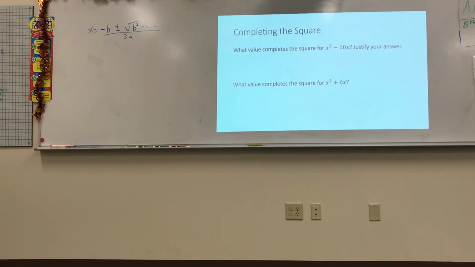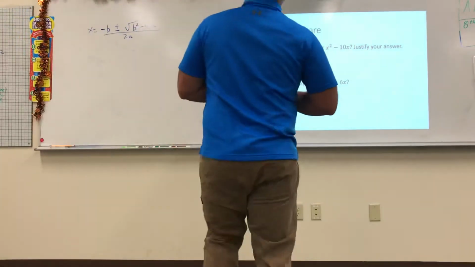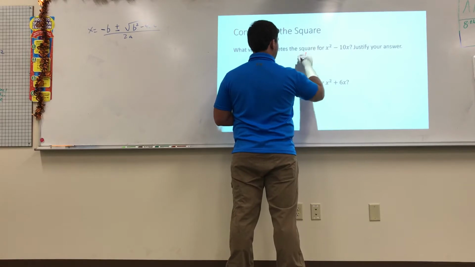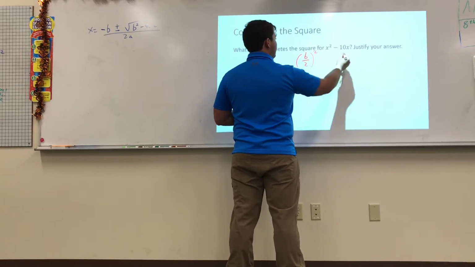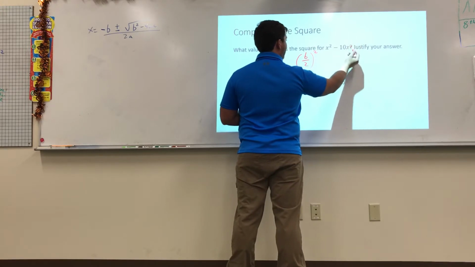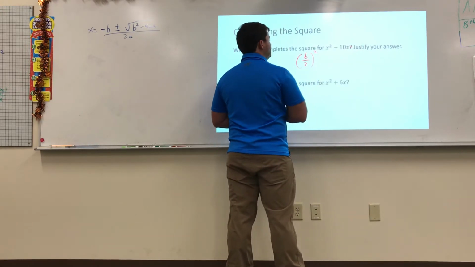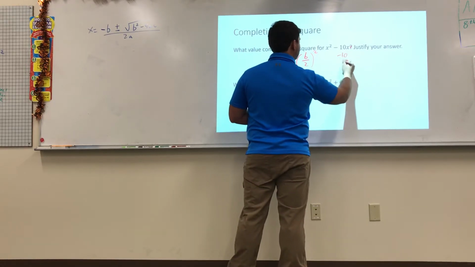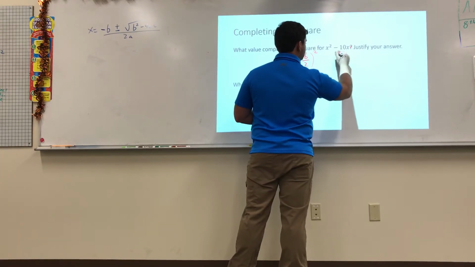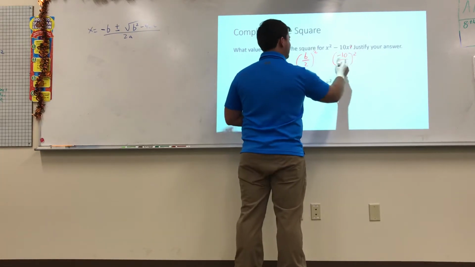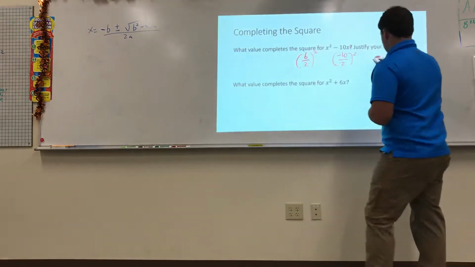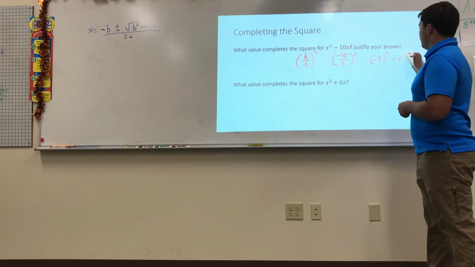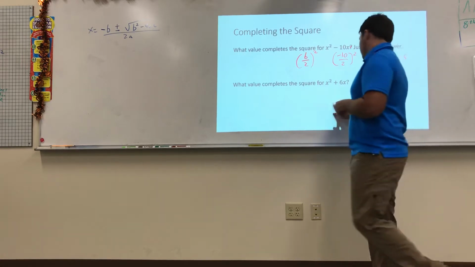Alright, so completing the square. There's this thing that is (b over 2a) squared. That'll always get you a perfect square that you can add on to this. So in this case, you're going to get (negative 10 over 2) squared. Simplify what's in the parentheses first. I'm going to get negative 5. Squared, that should equal 25, because negative 5 times negative 5 should give me a positive.